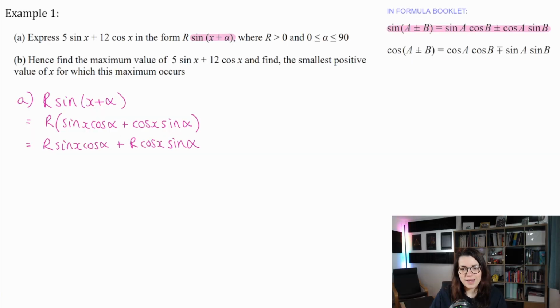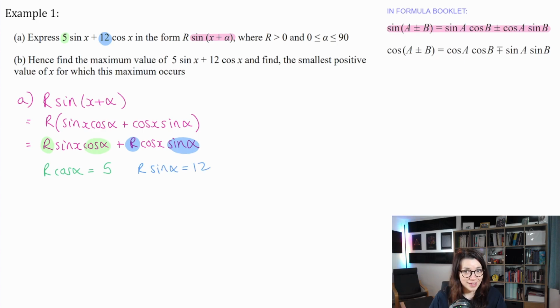At this stage, we now look at doing spot the difference. And by that I mean in the original expression, they have a 5 sine x, but in our new expression, we have r cos alpha sine x. And that means then that r cos alpha is 5. Similarly, in the original expression, they had 12 cos x, and we've got r sine alpha cos x. So that means r sine alpha is 12.